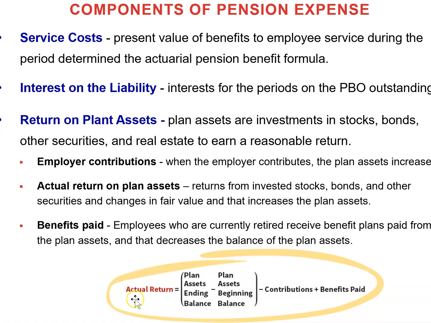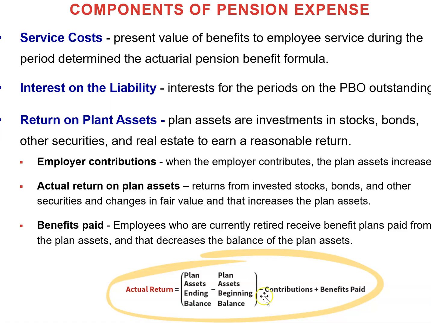So if you are asked to calculate the return on plan assets, first you will check the change in the balance. For example, plan assets ending balance minus the plan assets beginning balance, and then we will subtract the contribution made by the employer that period. Because this is the new contribution, it will not reflect the actual return, and then we will add back the benefits that the employer is paying to the retired employees.